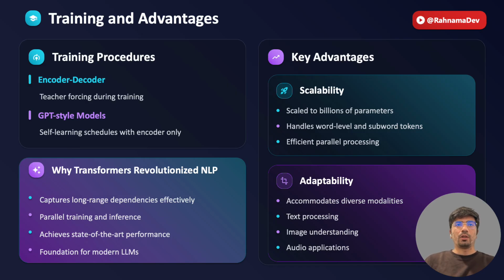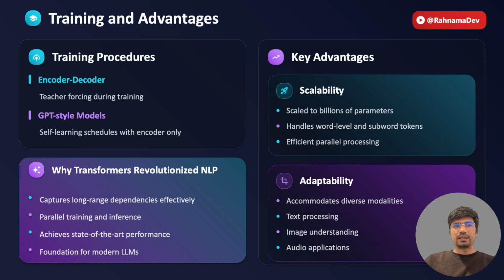Unlike RNNs, which process sequentially, transformers process all tokens in parallel. This makes training much faster and more efficient on modern hardware. It also enables efficient batching and optimizations.